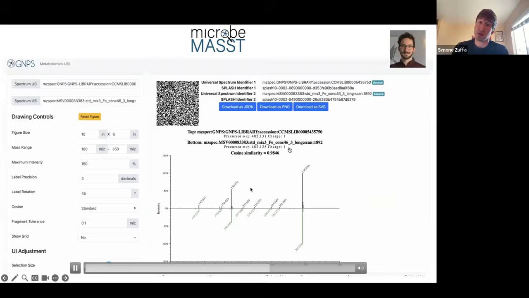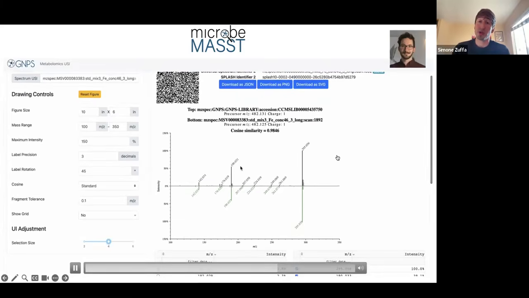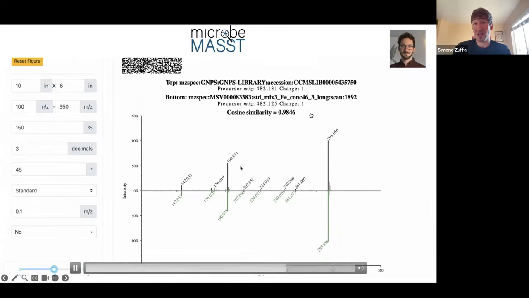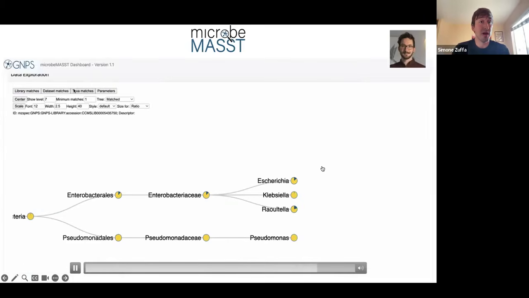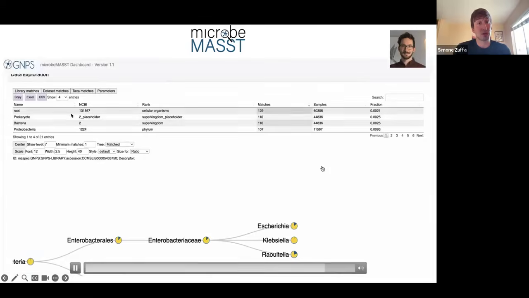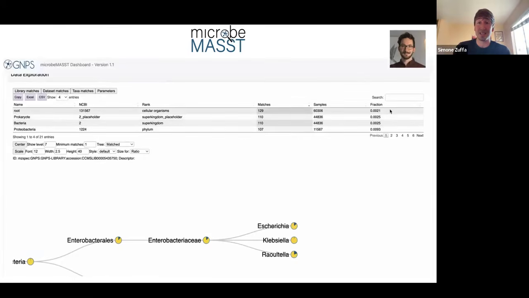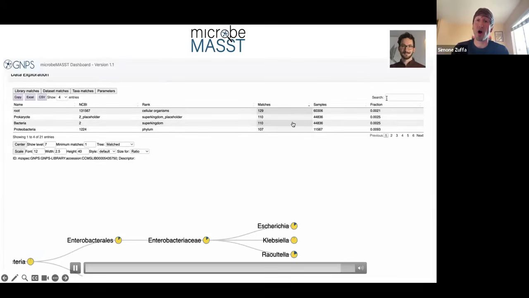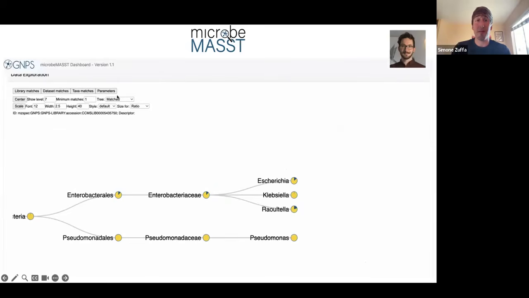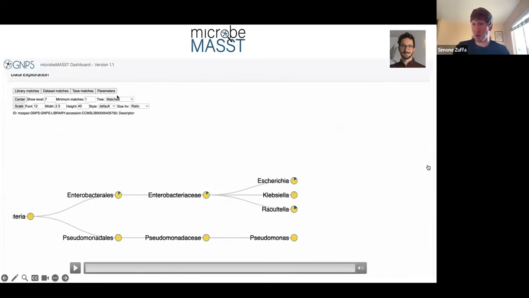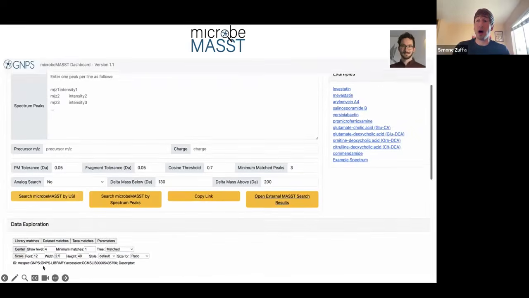And we will also be able to open a mirror plot that will show you exactly the match. In this case, you can see at the top we have the library spectrum that I searched for, and at the bottom the spectrum from the samples, and there is an almost perfect match. Finally, in the taxa match, you will see all the taxa at the different levels, the number of matches, and the fraction of samples that were found to match compared to the total. So basically this is just the user interface that you can explore.